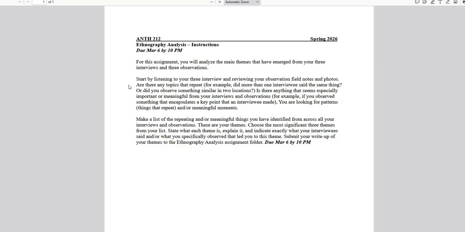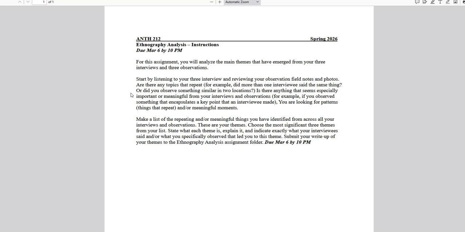For example, did more than one of the people that you interviewed say the same or a similar thing? Or, for example, when you did your observations, did you see something similar in 2 of the different places you observed, or on 2 of the different occasions that you observed, right?